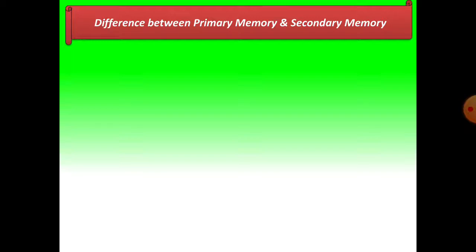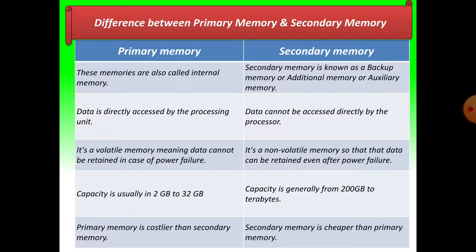Difference between primary memory and secondary memory. And here is the difference between primary memory and secondary memory. Number 1, primary memory. These memories are also called internal memory. Secondary memory is known as backup memory or additional memory or auxiliary memory. Number 2, primary memory. Data is directly accessed by the processing unit. And in secondary memory, data cannot be accessed directly by the processor.